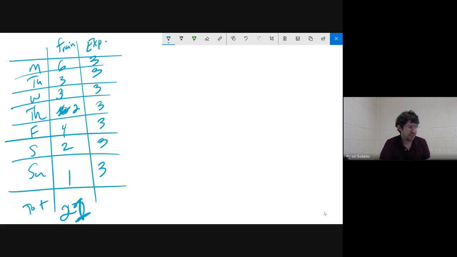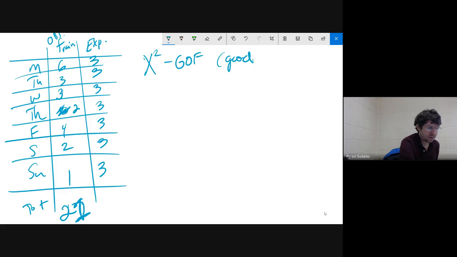Whereas on the left, I'm sorry, on the left is what you observe. So this is your observed, and on the right is what you expect. This is one way that you can do your goodness of fit. This is called a goodness of fit chi-squared. It doesn't have to be perfectly even.